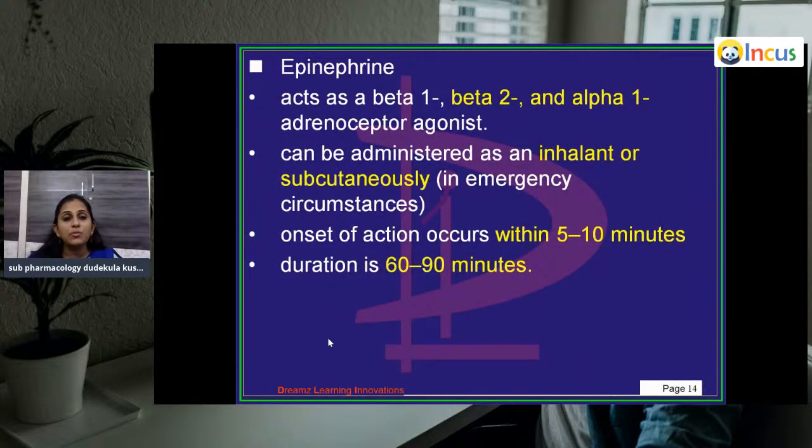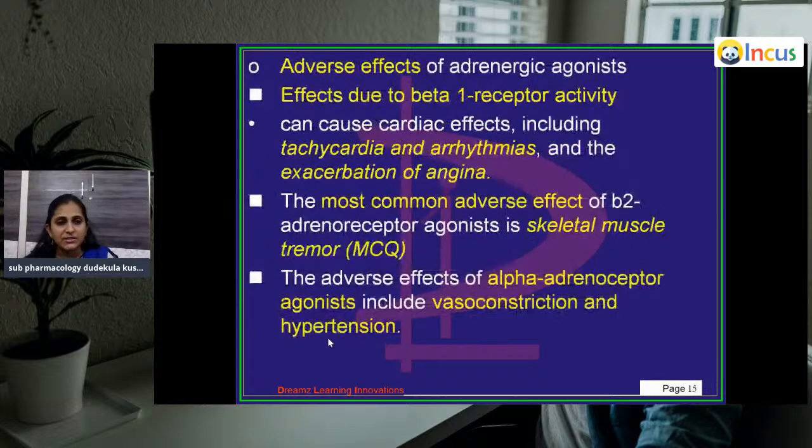Epinephrine also acts on beta 1, beta 2, and alpha 1 receptors. These can be administered as an inhalant or subcutaneously. Onset of action is very fast, within 5 to 10 minutes, and the duration is 2 to 3 hours. What are the adverse effects of this adrenergic agonist?